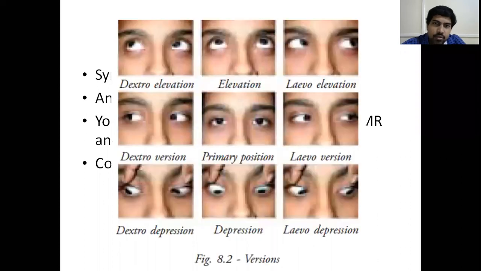So here in this example, you see, if you take yoke muscles, suppose this is the right side of the patient. The right eye is looking towards the right side and the left eye is looking towards the right side. So here the right lateral rectus and left medial rectus are contracting to cause dextroversion. So the right lateral rectus and left medial rectus will become the yoke muscles here.